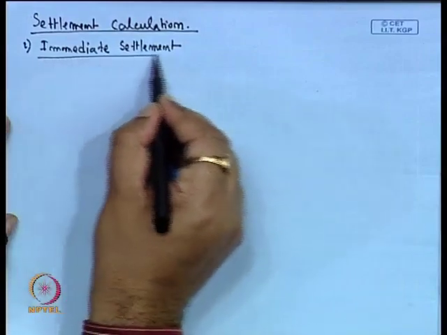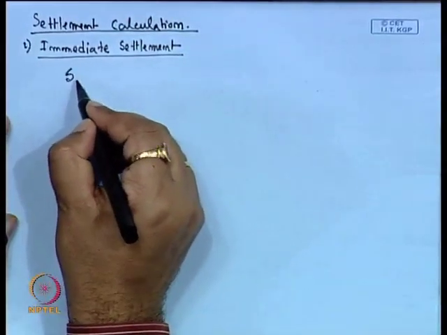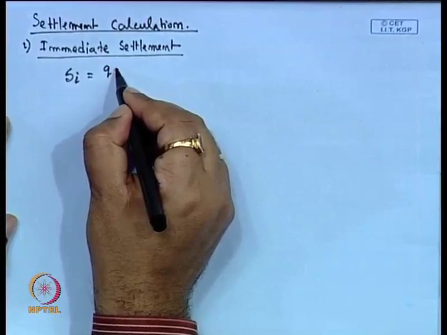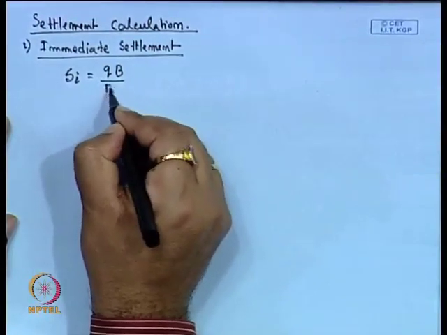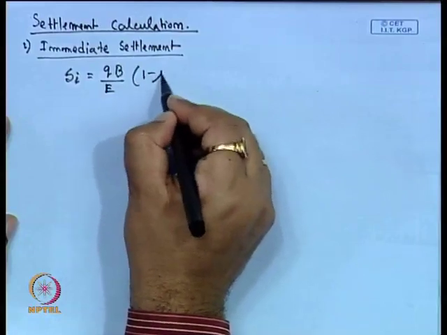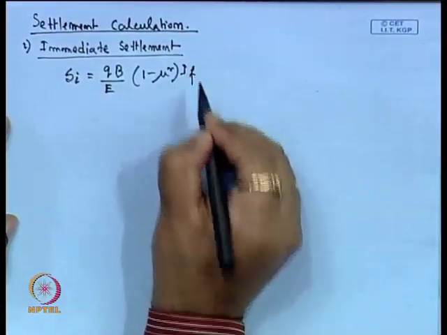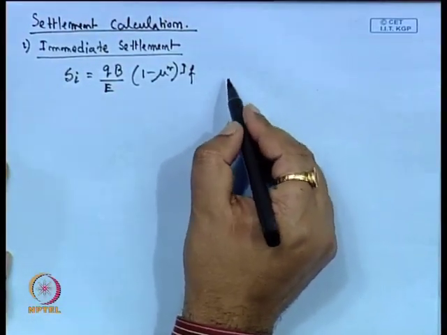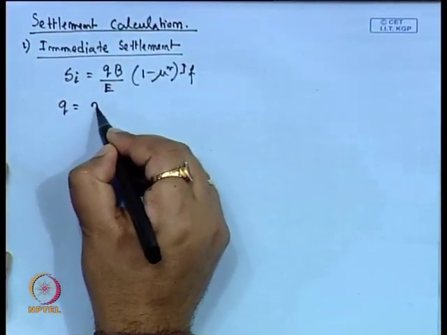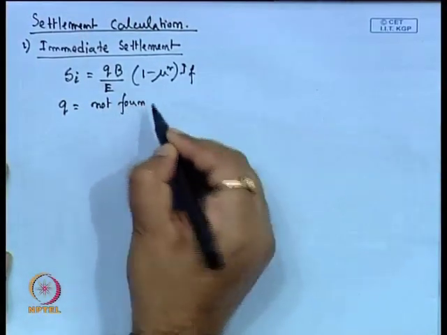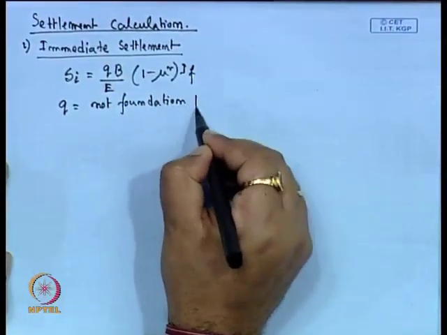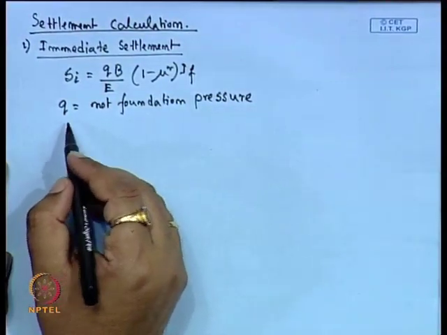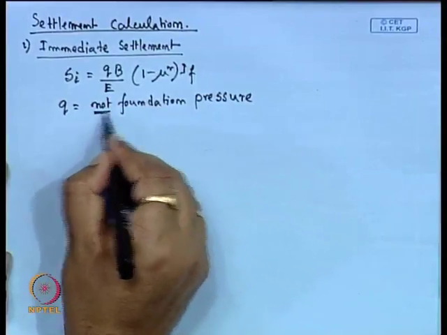So, by the theory of elasticity approach, the immediate settlement can be determined by qB/E × (1 − μ²) × IF. Using this expression, we can calculate the immediate settlement of the soil, where q is equal to the net foundation pressure. So this q is the net foundation pressure.